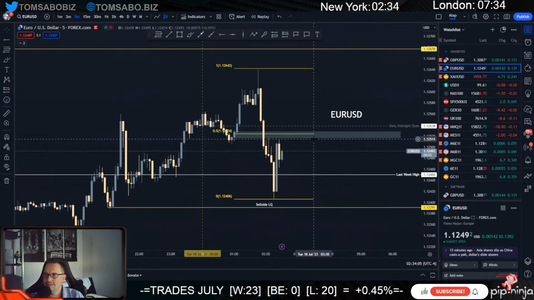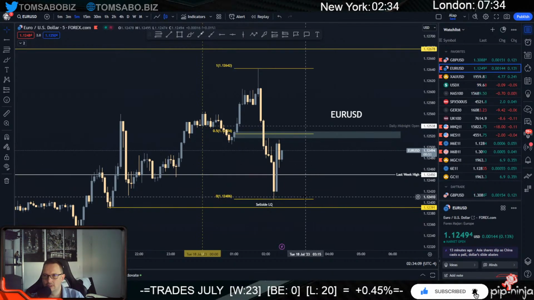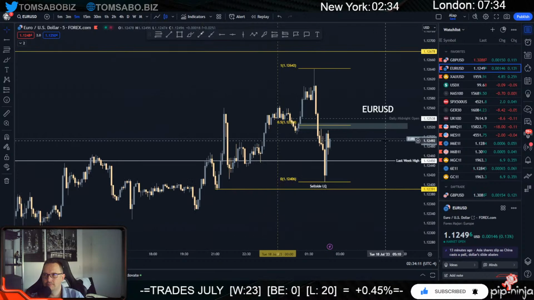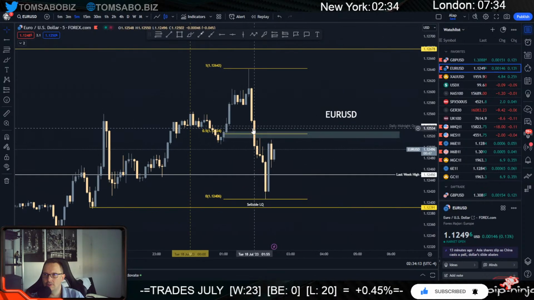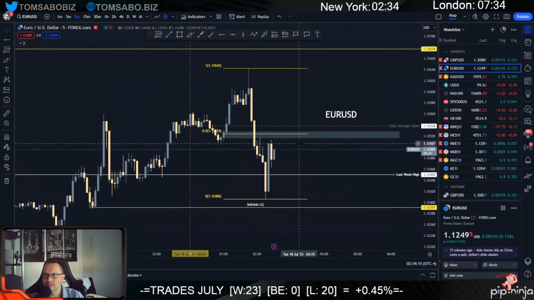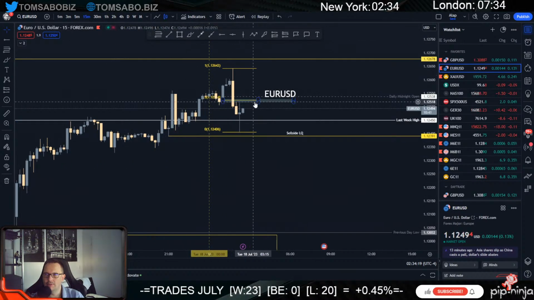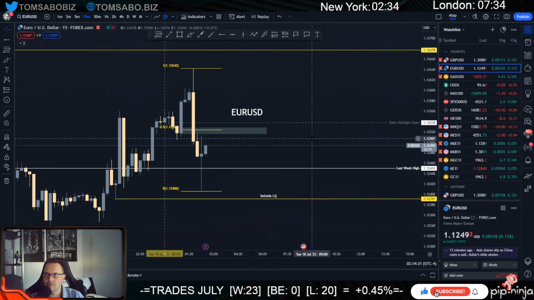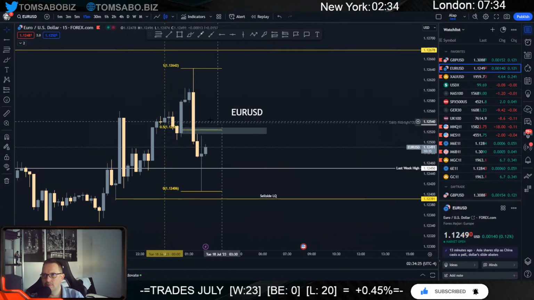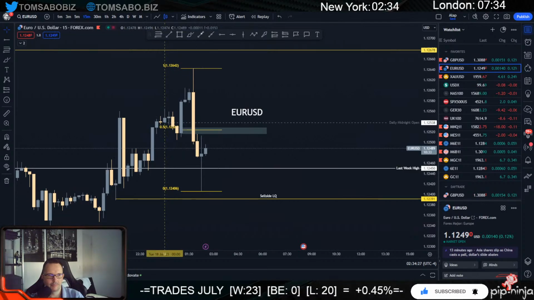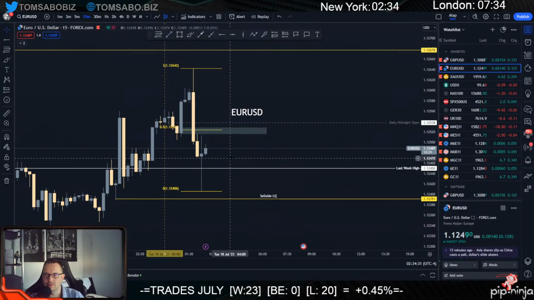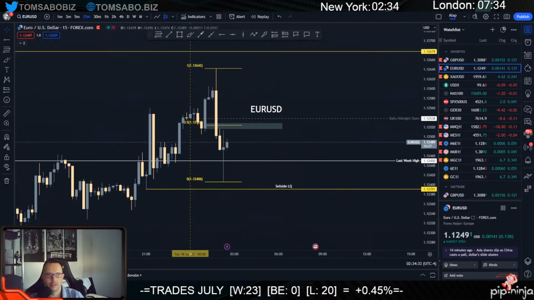Euro can still be an entry. You know, it's very near to the midnight opening price. We do have fair value gaps also on the 15-minute as well. So I do believe that the euro trade can still be taken. Just saying. The euro trade is technically still a valid entry.